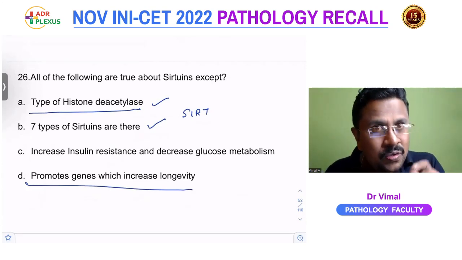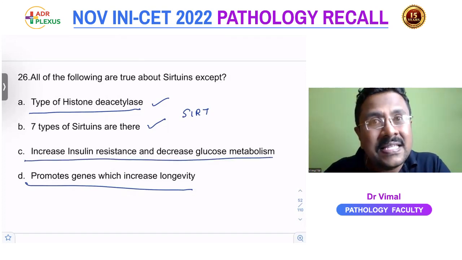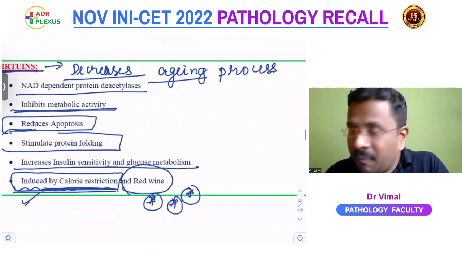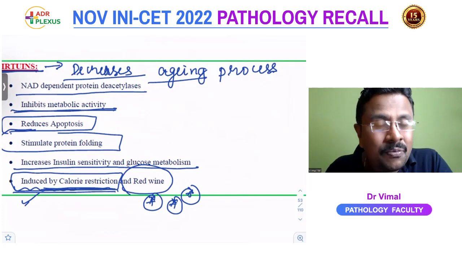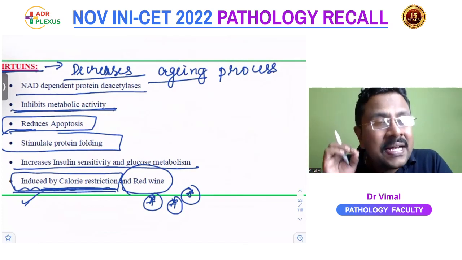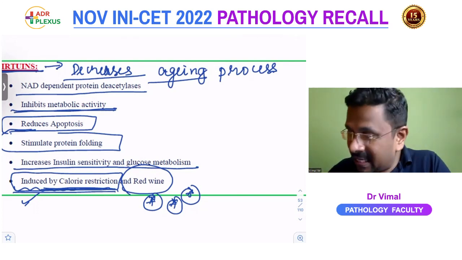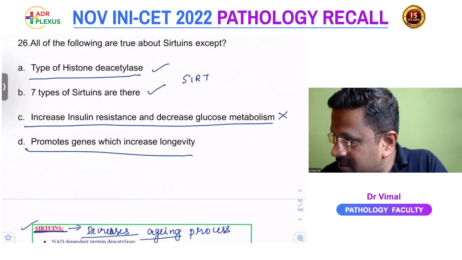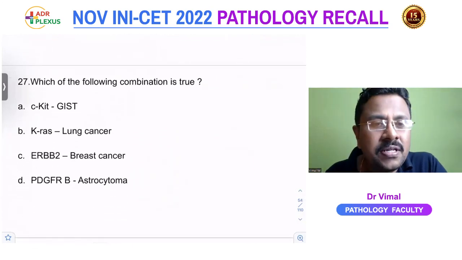Coming to this option, please see clearly that it mentions increased insulin resistance and decreased glucose metabolism. But sirtuins are the compounds which increase insulin sensitivity. They make the cell sensitive to insulin. Insulin is an anabolic hormone, so it increases insulin sensitivity and thereby increases glucose metabolism. That is how it acts to increase longevity. Also remember that calorie restriction is an important point in preventing aging. So the option of increased insulin resistance and decreased glucose metabolism is the wrong option which we have to choose.